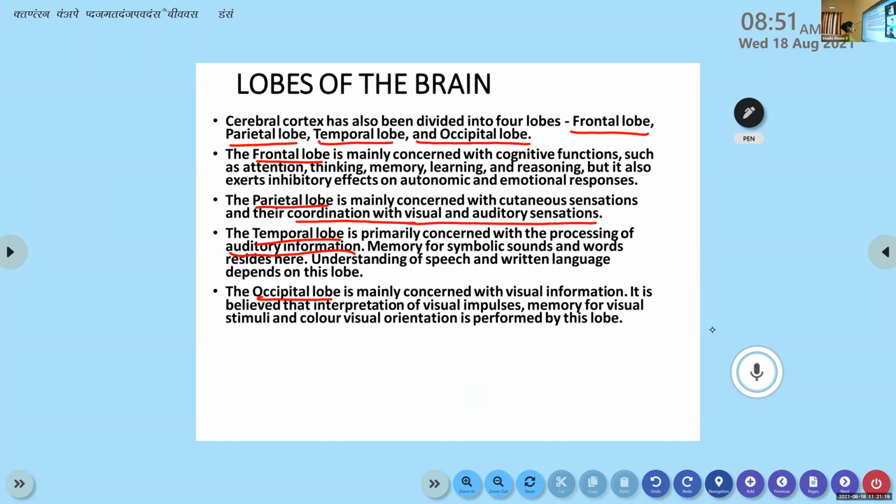And apart from the processing of auditory information, temporal lobe has one more function, that is memory for symbolic sounds and words.